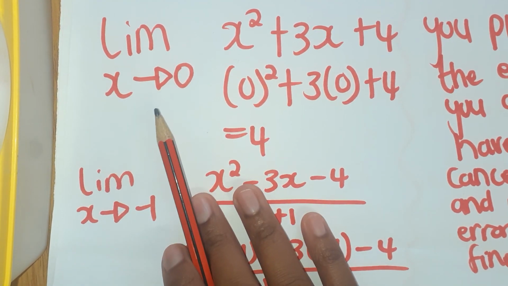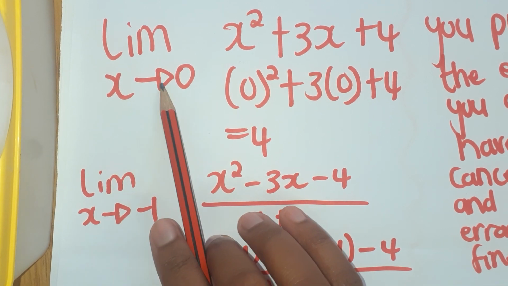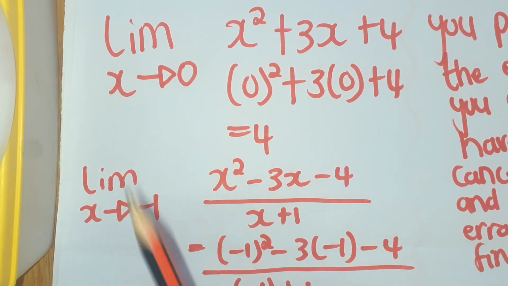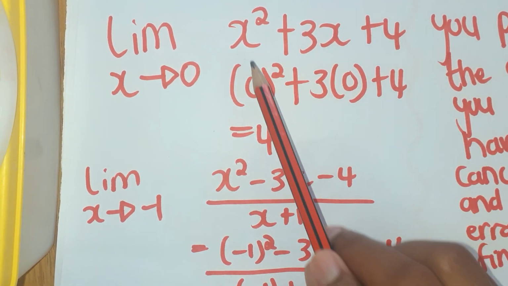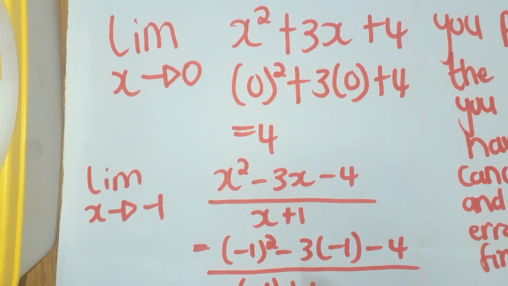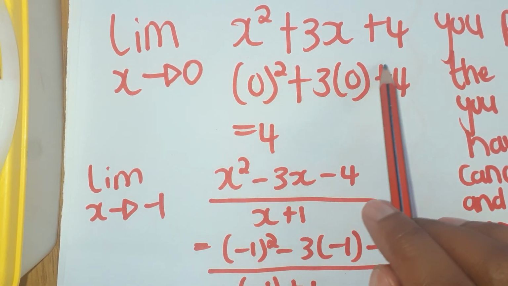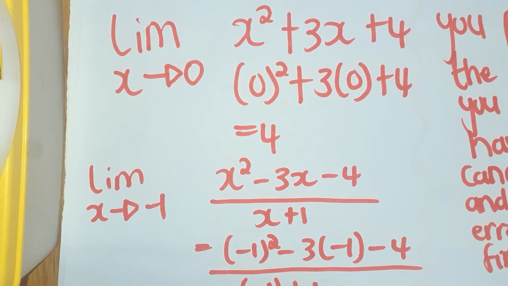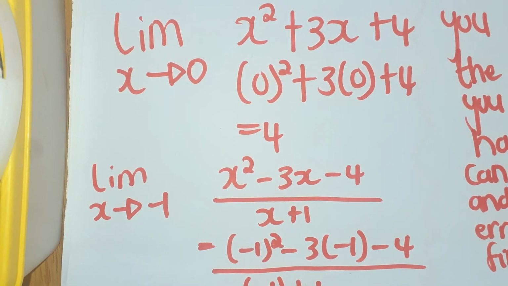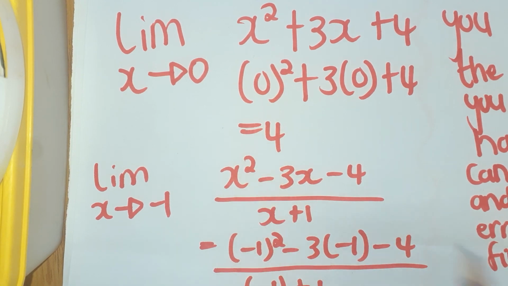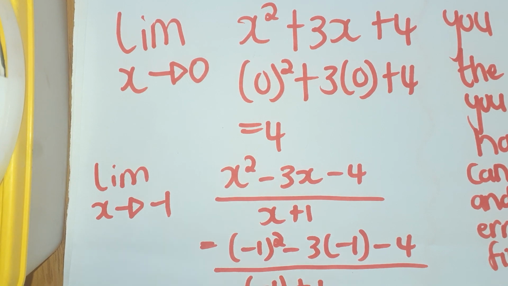So let's start. We are given a limit, x tends to 0. So when you are given an x squared plus 3x plus 4 in the calculus section, you can enter the limit into the equation. So when you say 0 squared plus 3 times 0 plus 4, it gives us 4. So if we get a number instead of error, then we are fine. We do not have to factorize.